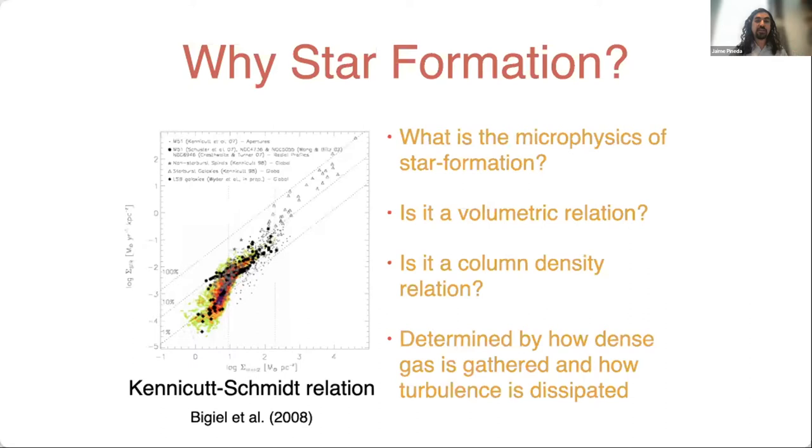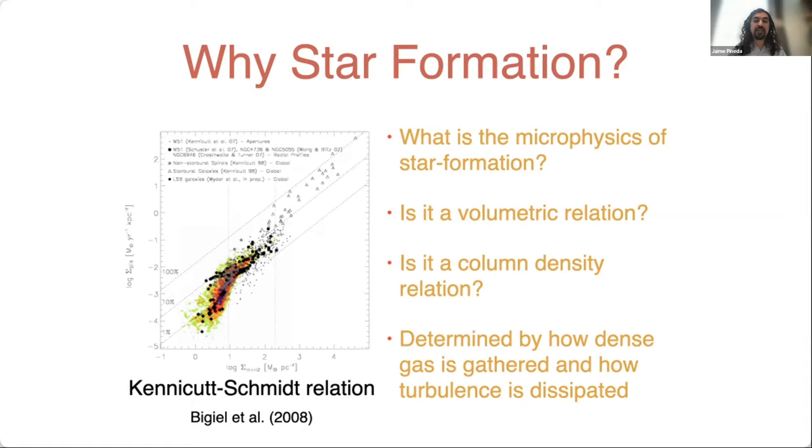Because at some point, what we know from this relation is that it's a relation of column densities, but it is not clear what the real microphysics of star formation is within the volumes that are being probed with the big beams used to study external galaxies. So is the star formation relation a volumetric relation? Is it related to column density? Or maybe it's determined by the dense gas that is gathered and how turbulence is dissipated.